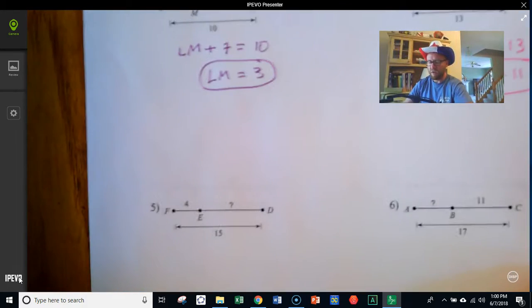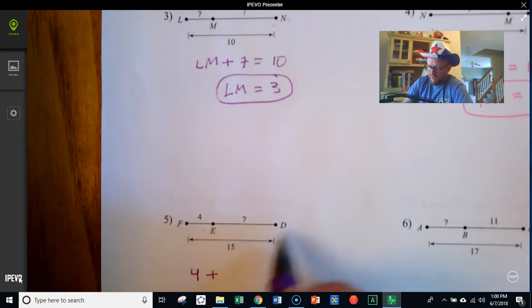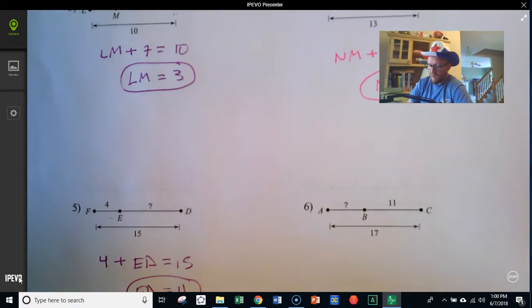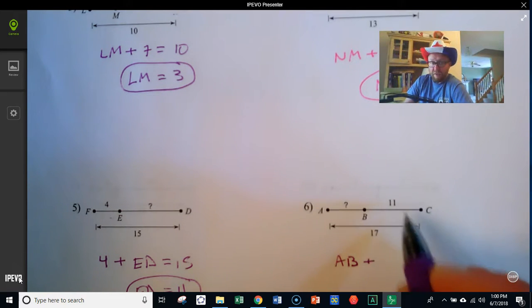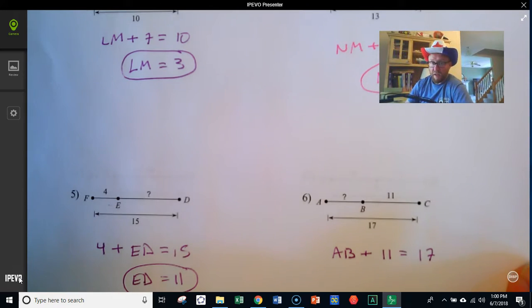Okay, moving on here, we have FE, 4, plus ED, the one we're trying to find, equals FD, and that's 15. Take away 4 from each side, and ED equals 11. Here we have AB plus BC, and that's 11, equals AC, that's 17. So let's see here, take away 11 from each side, and we get AB equals 6.